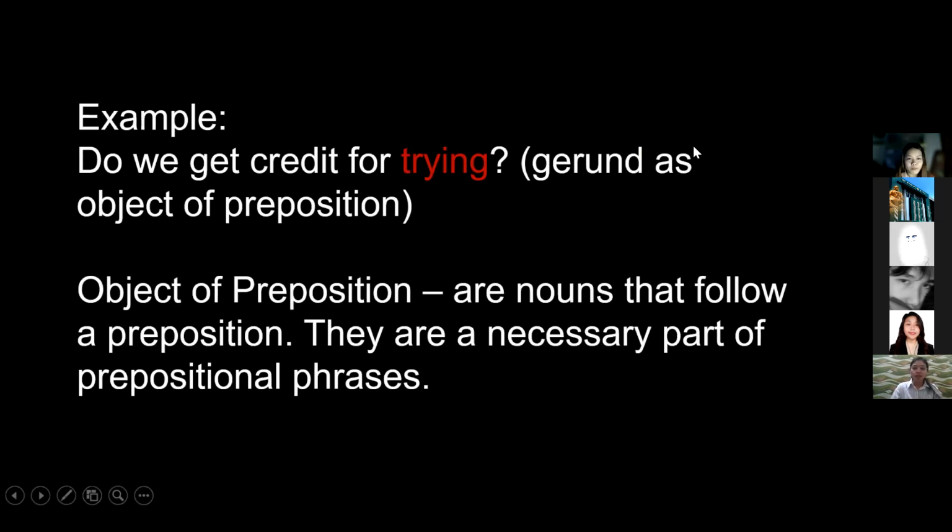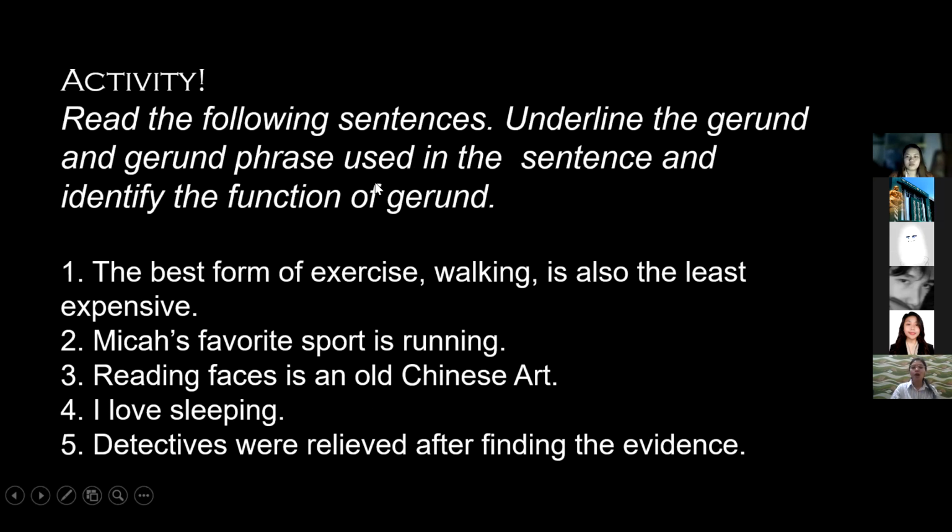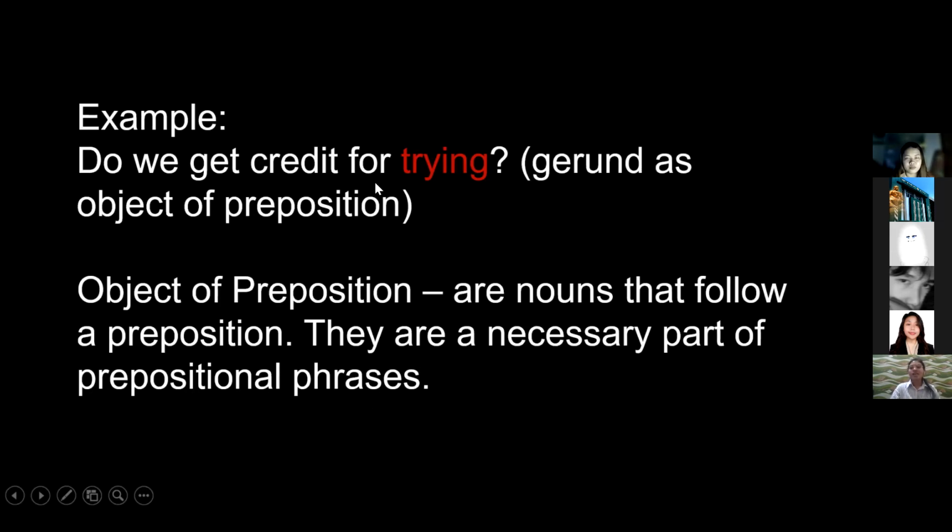Next, do we get credit for trying? So the gerund word here is trying. What is its function here? Object of preposition. Why did it become an object of preposition? Because it follows a preposition. Tama.